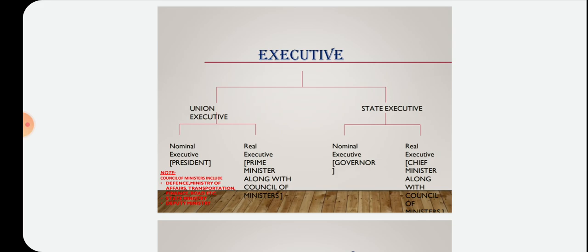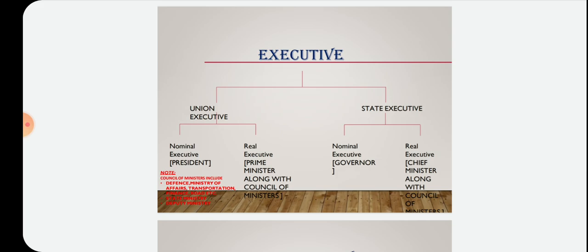Okay, when it comes to state executive, the nominal executive will be the governor, who happens to be the president's body. Governor is a president's body in each and every state. And the real executive, or the real head for state executive, will be the chief minister along with the council of ministers. Now you'll get it, what does council of ministers mean in state executive.